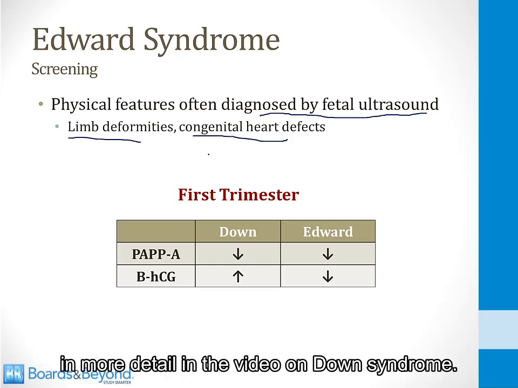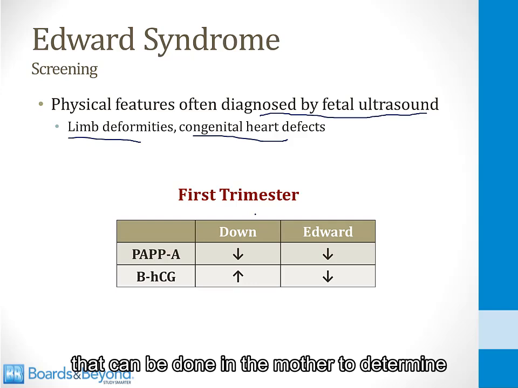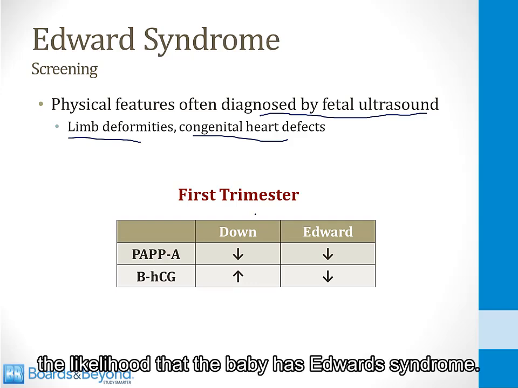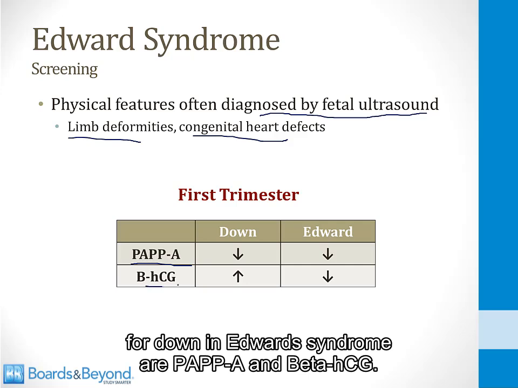I talk about this in more detail in the video on Down syndrome, but there are first trimester blood tests that can be done in the mother to determine the likelihood that the baby has Edwards syndrome. So the 2 blood tests used in the first trimester for Down and Edwards syndrome are PAP-A and beta-HCG.